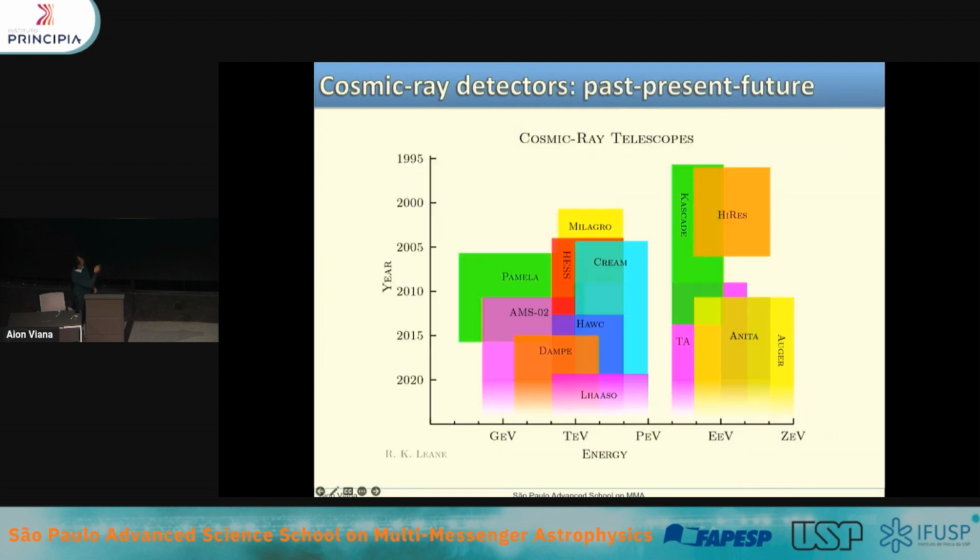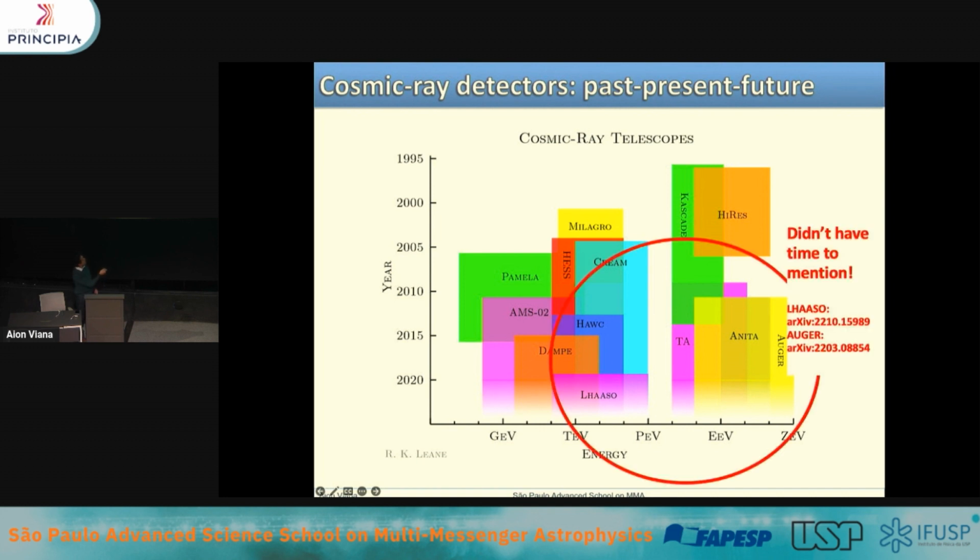There are a lot of cosmic ray telescopes that are coming, that are currently being constructed. There's DAMPE, there's LHAASO that is already constructed. We have very high energy detectors. I didn't mention these, so I didn't have time to mention LHAASO. LHAASO has a very recent dark matter publication. Auger also has a very recent dark matter publication last year.